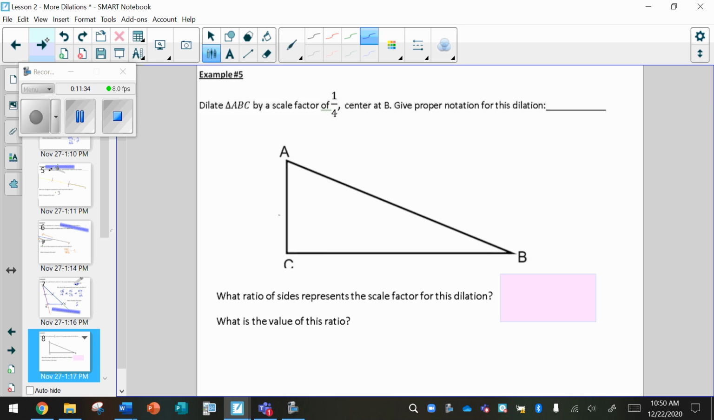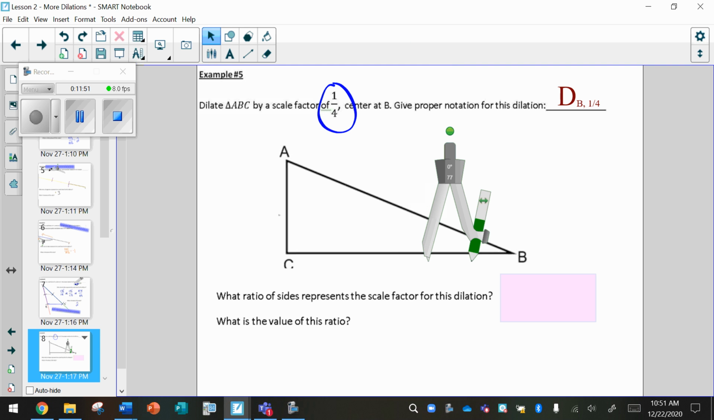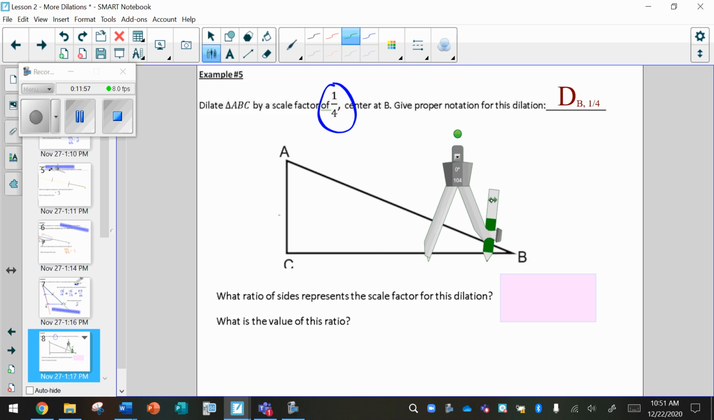All right, so let's shrink this one. We're going to do a scale factor of 1/4. In order to do a scale factor of 1/4, we are going to bisect it twice. So we're going to do the midpoint of the midpoint, and that will give us a dilation of 1/4. So a half twice is a quarter. 1/2 times 1/2.